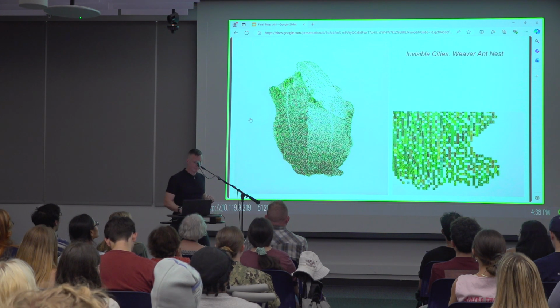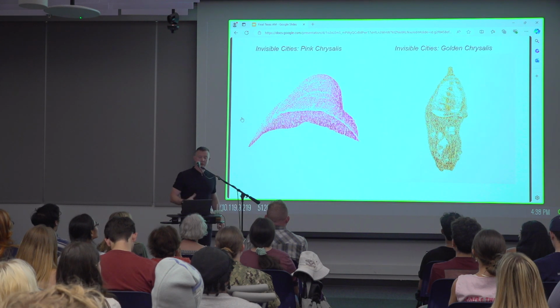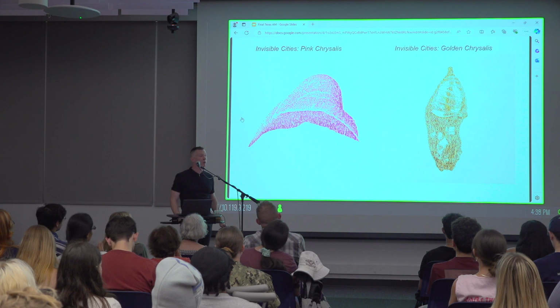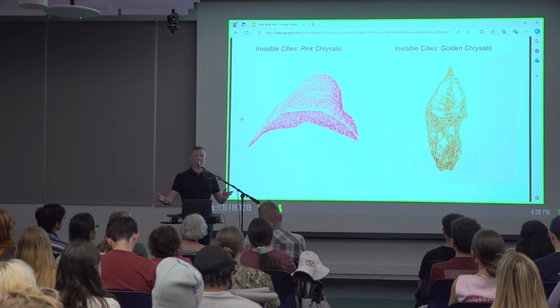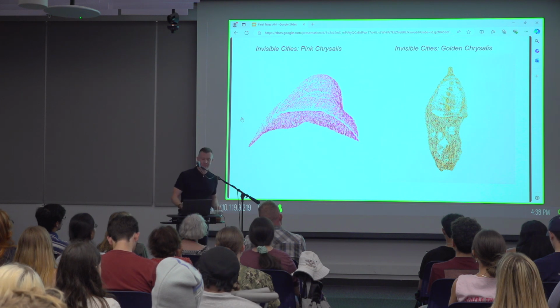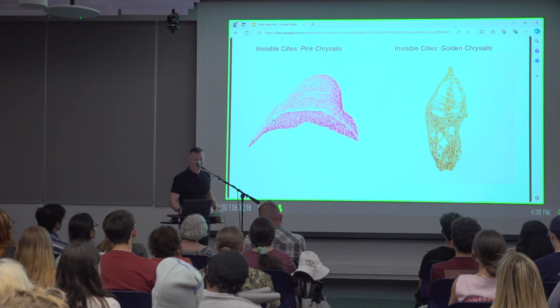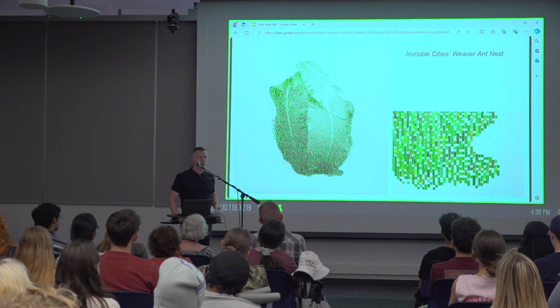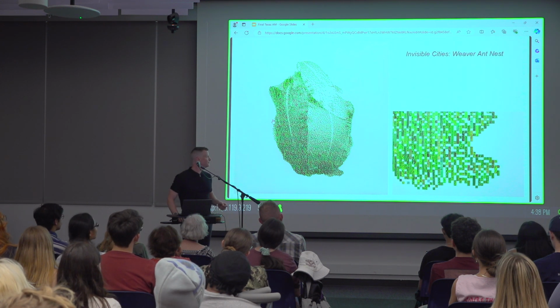For the pink chrysalis, I used pictures from a book on rare orchids. For the golden chrysalis, I used images of gold. For the weaver ant nest, I used pictures from a book on the world's best golf courses.